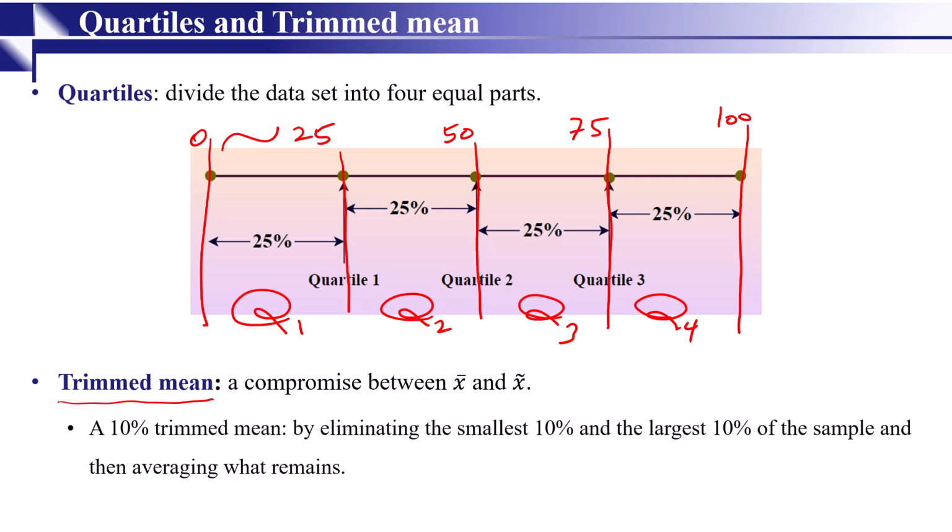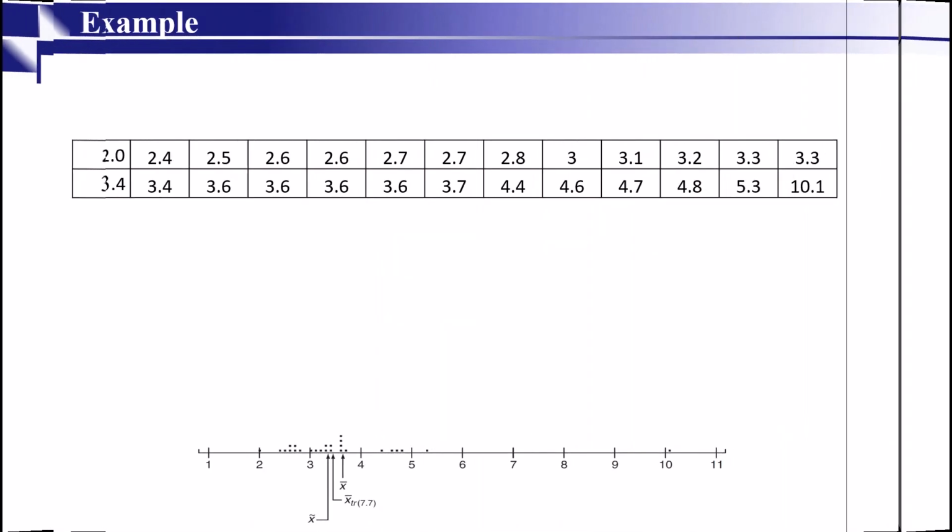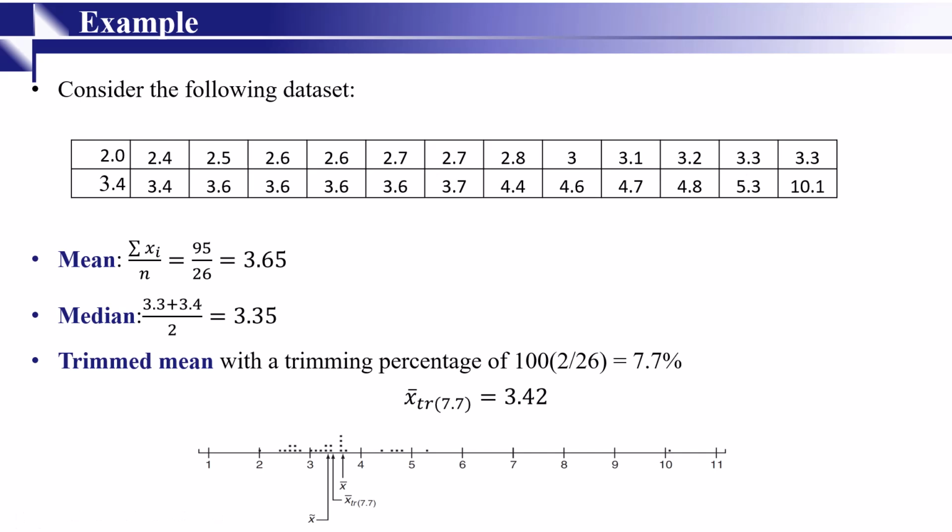So for this one, first we have to sort the data, then we determine the percentage to trim, then remove the outliers, then we calculate the mean. So I will show you one example here. So let's see this example. How many numbers do we have here? Total, we have 26 numbers here. So we will calculate the mean. Okay, it means the sum of all divided by 26 is 3.65. Then median, again, we will go for the 13th and 14th, right? So this is the 13th and this is the 14th, sum together, then divided by 2, this one.